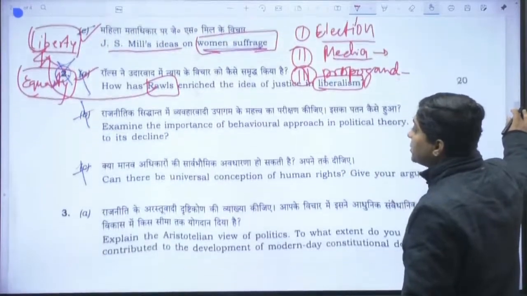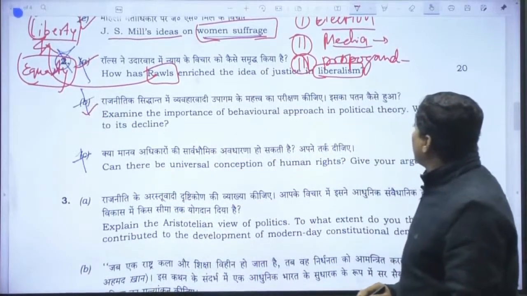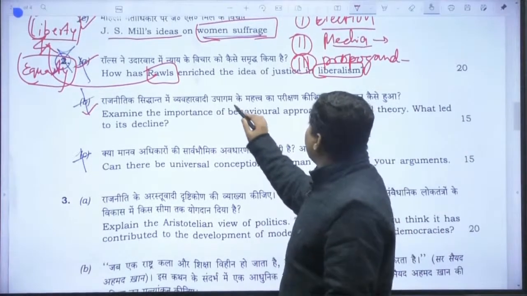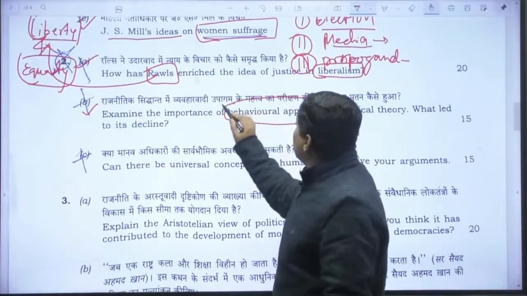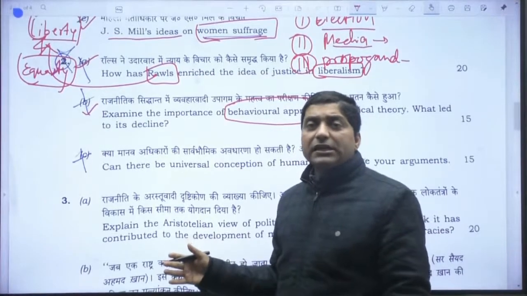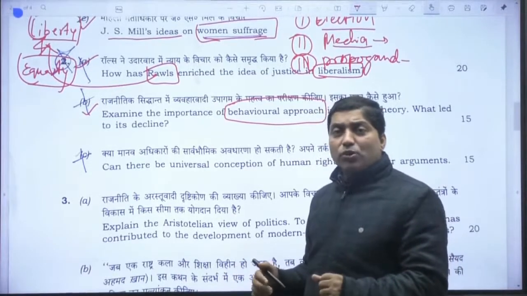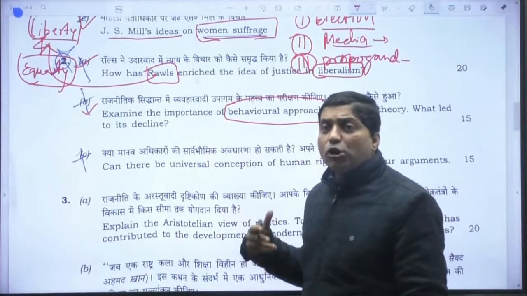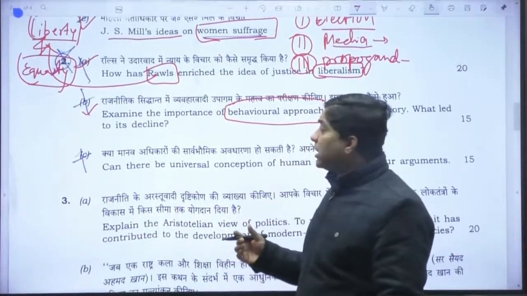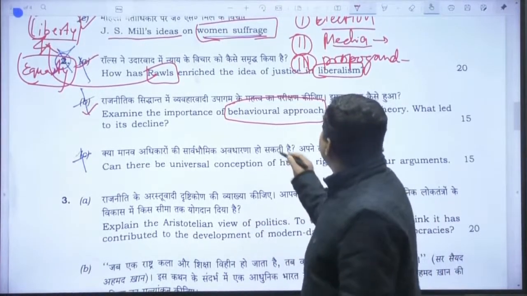The next question is: examine the importance of the behavioral approach in political theory, and what led to its decline. Now, if you see the behavioral approach to political theory, it developed basically after the Second World War, and that behavioral movement emerged in the US, and it had a lot of impact, not only on political theory but on all social science disciplines, right? What was the behavioral approach?